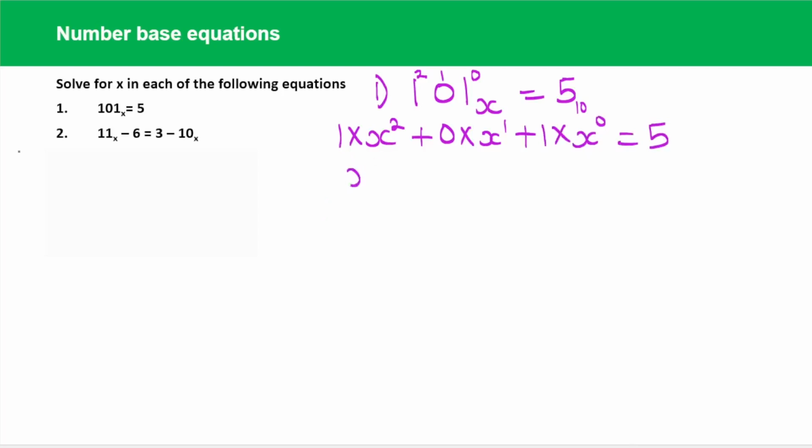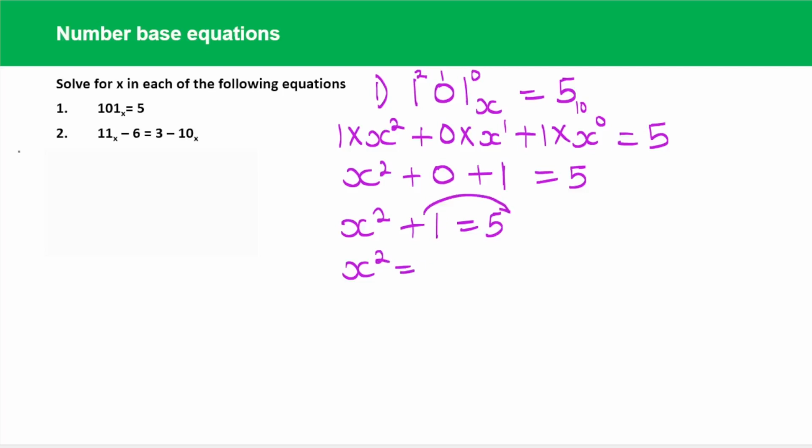Now 1 times x squared will give us x squared, plus x raised to power 1, that is x. x times 0 is 0, plus x raised to power 0, that is 1. 1 times 1 will give us 1, equals 5. This will give us x squared plus 1 equals 5. If we take this over to this side, we collect like terms. When you move positive 1 to the right hand side of the equation, it becomes negative 1. So we'll have x squared is equal to 5 minus 1, which is 4.